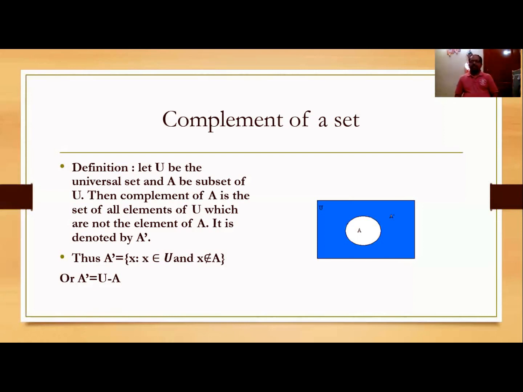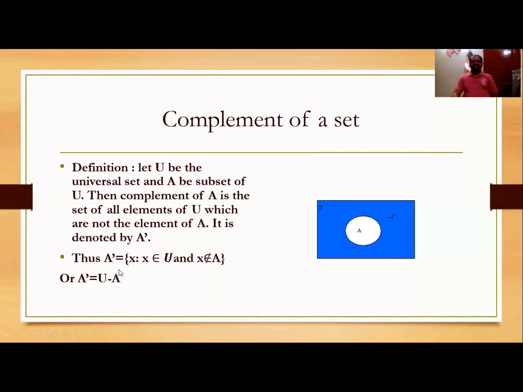That is, the complement of a set means the set of elements which are not in A but are in the universal set U. If it is the complement of set A, we denote it by A dash. In some books the notation A raised to C is used, where C stands for complement of set A. So these are two different notations for the same term, the complement of a set.